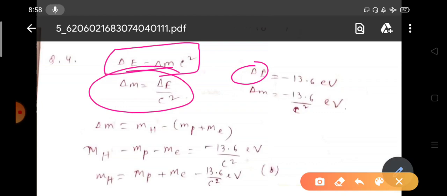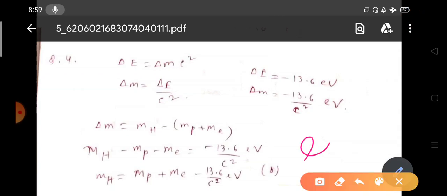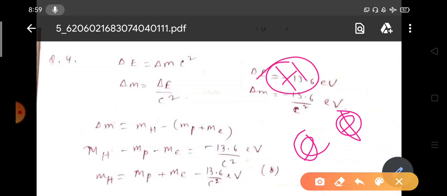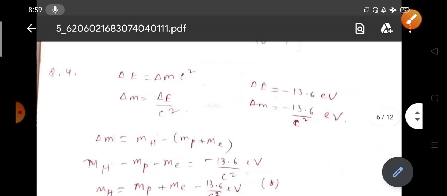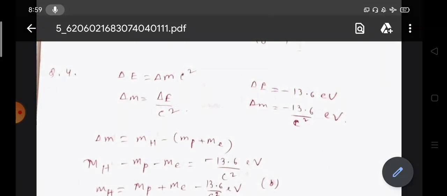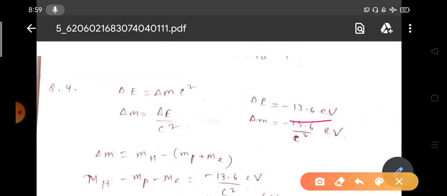Suppose you have discrete charges, that is for the hydrogen we need one electron and one proton. So suppose these are discrete charges, there is no bound energy. But whenever they form an atom, they certainly have a bound energy, and for this hydrogen atom that bound energy is minus 13.6 electron volt. So this delta E becomes minus 13.6 electron volt, and delta m is minus 13.6 divided by c square, in eV.